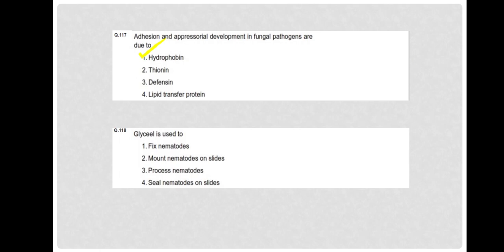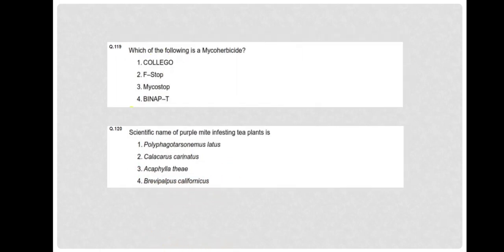Next, question number 118. Glycerine is used to, answer is seal the nematode on slide. This is a very important fixative agent or sealing agent for sealing the nematode on slides. Next question is question number 119. Which of the following is a mycoherbicide? Answer is Collego. Mycoherbicide means fungus used as herbicide.